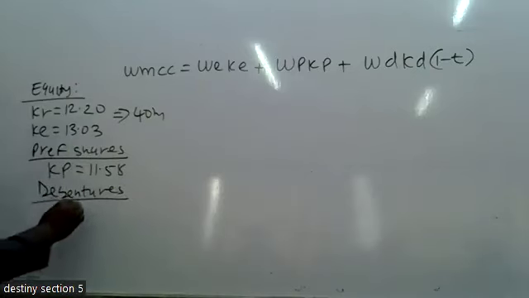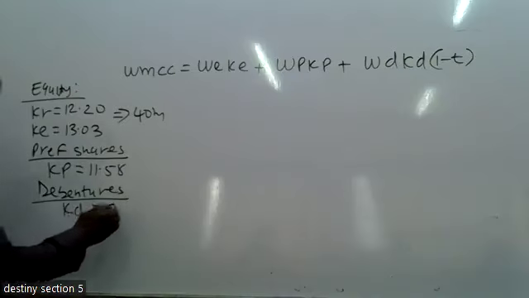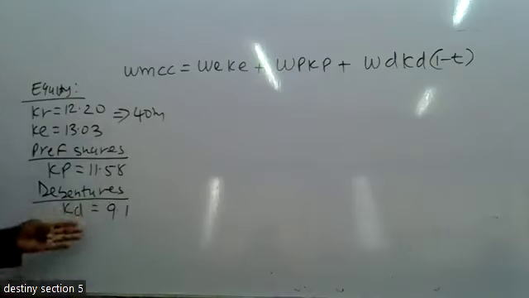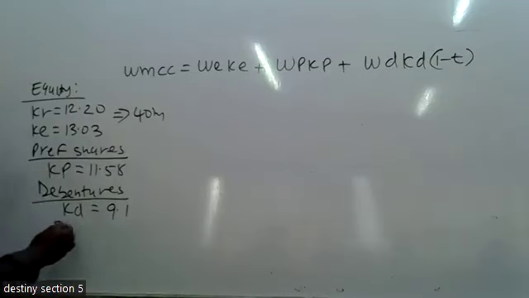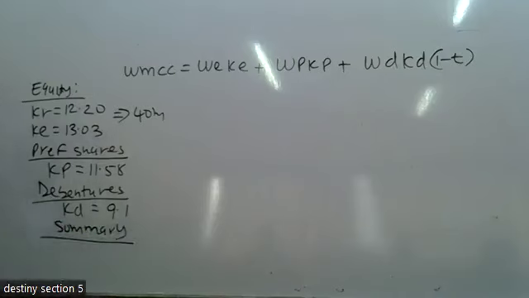Debentures, we have also calculated. KD for the debenture was 9.9. So there was no breakpoint for this one. Then there is also the summary for the range. So the first range normally starts from 0 to the lowest breakpoint.